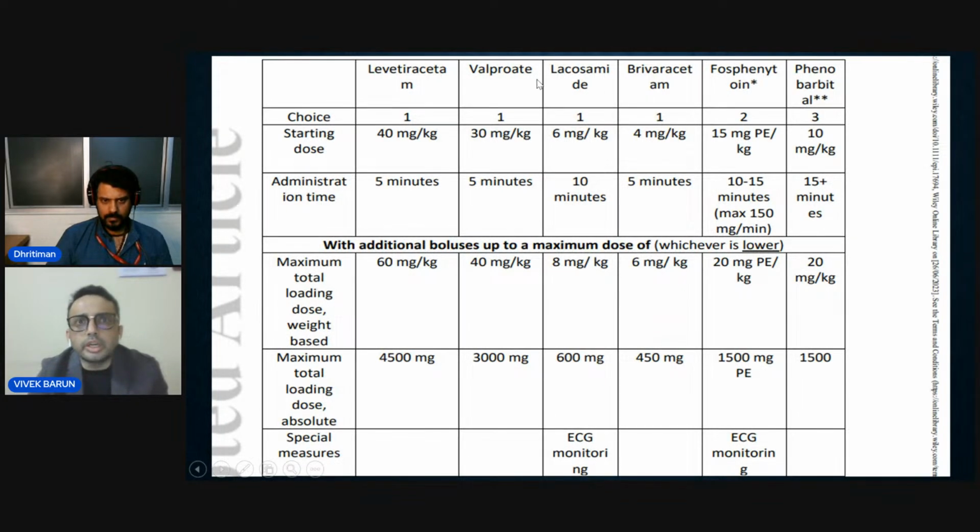So these are the 4 preferred anti-epileptics. Fosphenytoin and phenobarbital can be used if none of the 4 drugs are available. For the maximum loaded dose, you have to give 2/3 to 3/4 initially and wait for 15 minutes. If no improvement, then again you can give the remainder of the dose.